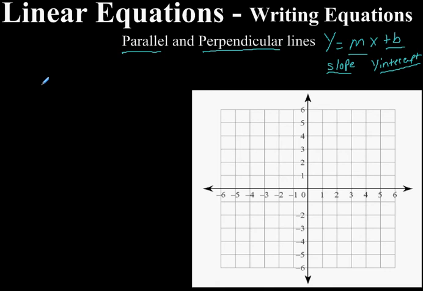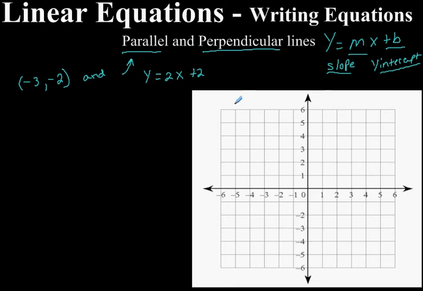Now, here's a problem. Let's say that we have a line. It's a line we've made up. It's an imaginary line that passes through, let's say here, negative 3, negative 2, and is parallel to y is equal to 2x plus 2.